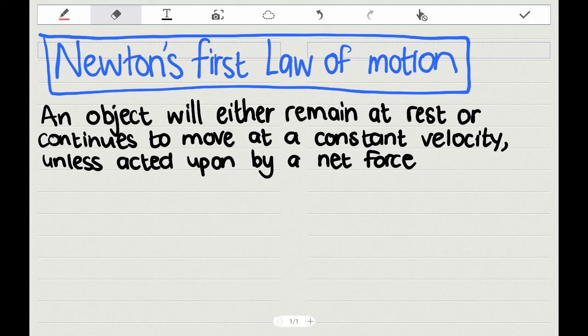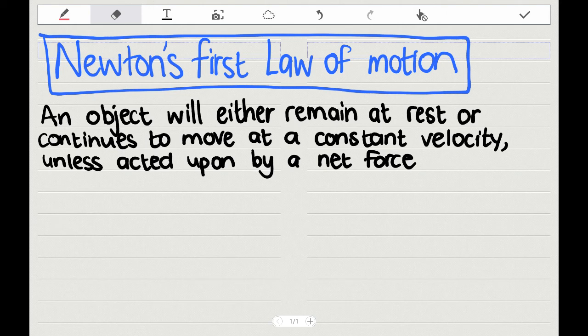An object will either remain at rest or continue to move at a constant velocity unless acted upon by a net force. Now, although this law does not have a formula, it outlines a very important concept, and that is when the net force is equal to 0. So the first question is, what is the net force?